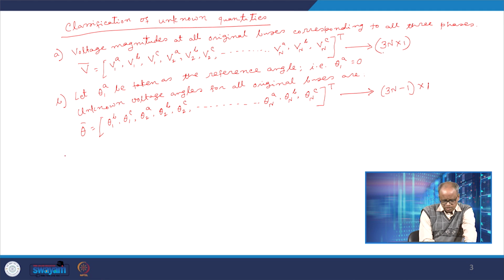Third classification is voltage magnitudes at the internal buses.